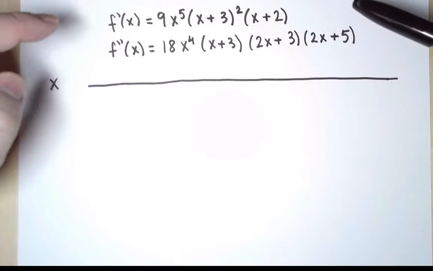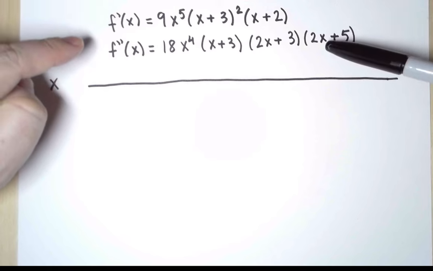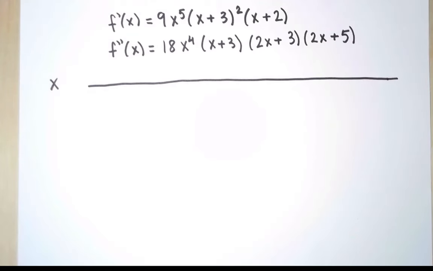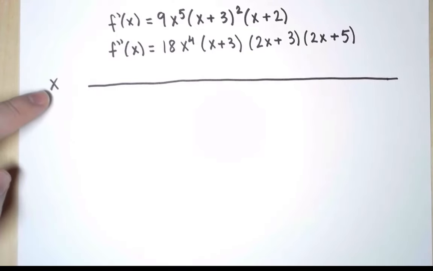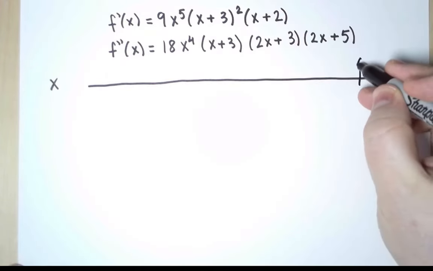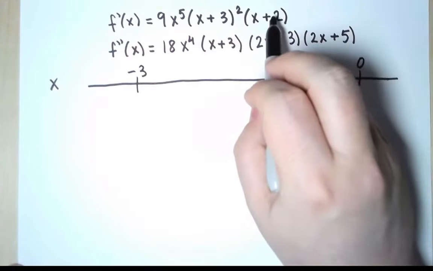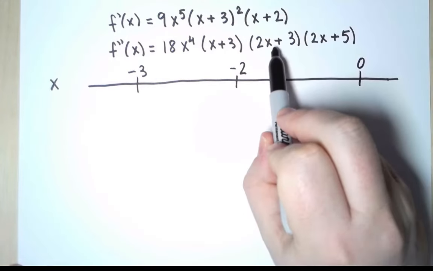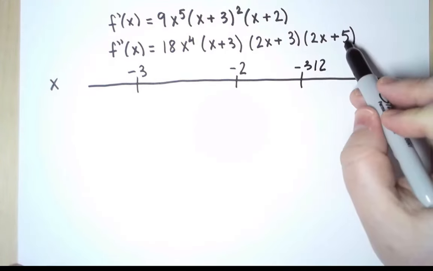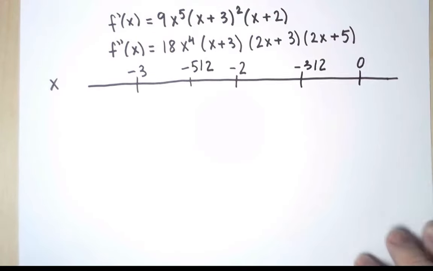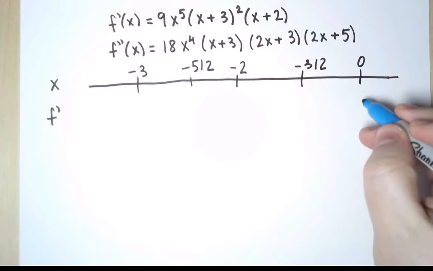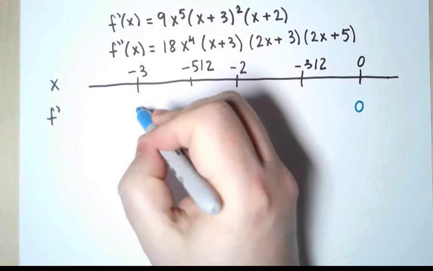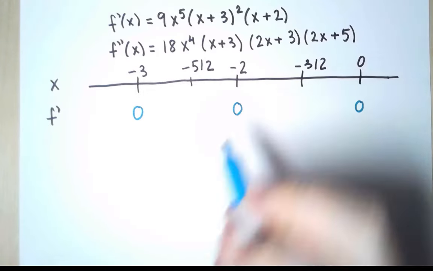I need to find out when these products are positive or negative. There are many ways to do this. Here is one. I have drawn a real line here, and on it I will put the values of x where any of them is 0. There is at x equals 0, minus 3, minus 2, and also minus 3 halves and minus 5 halves. First, I will examine the first derivative. The first derivative is 0 when x equals 0, when x equals minus 3, and when x equals minus 2.